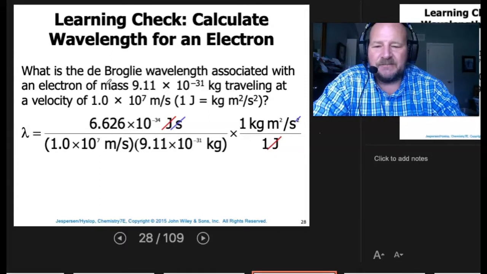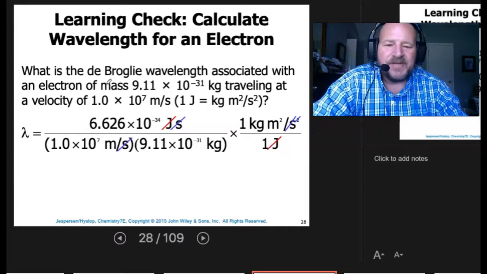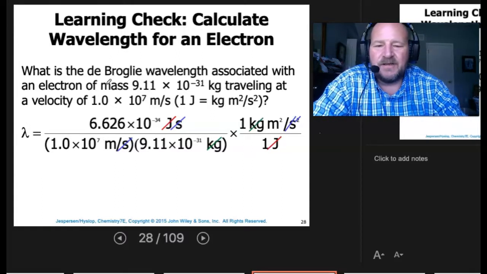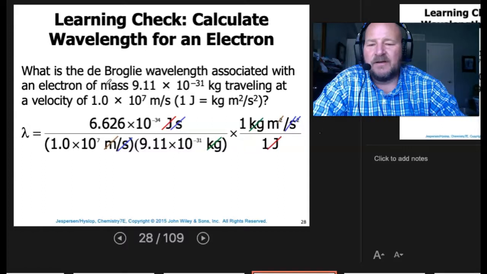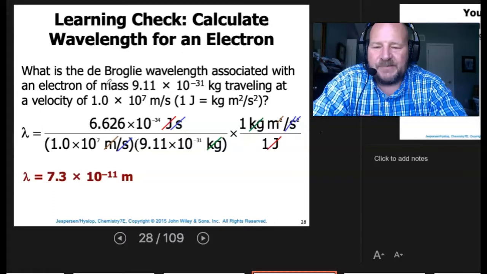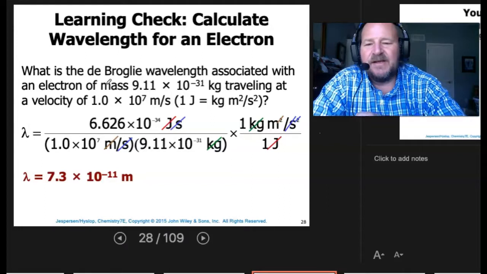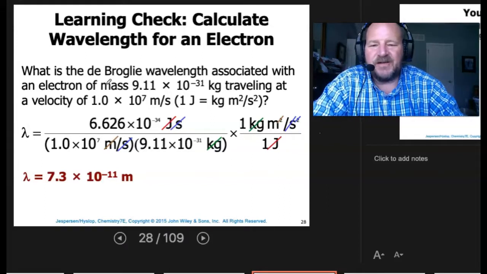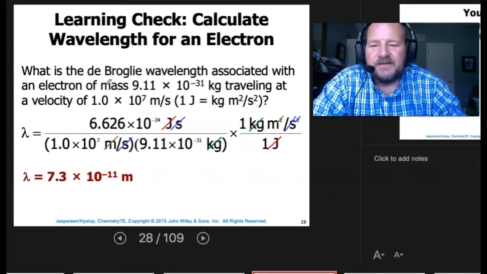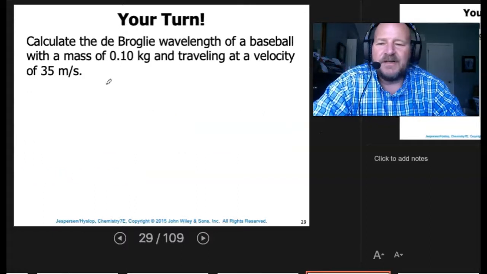Seconds will cancel out. The other second will cancel out. Kilogram will cancel out. Meters will cancel out. So now we've got 7.3 times 10 to the negative 11 meters. So the wavelength associated with an electron traveling at that velocity is pretty small.